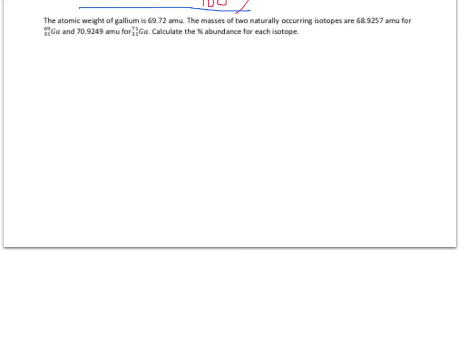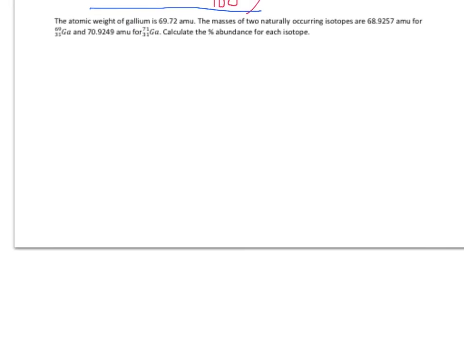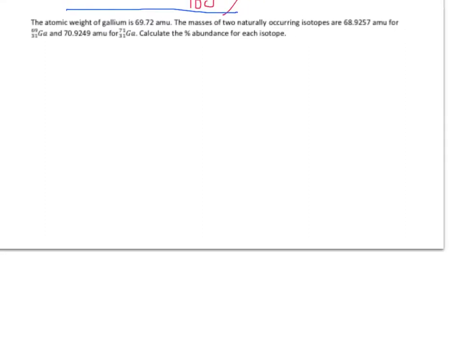So here's what we're doing now. We're given the atomic weight to start with, the masses of the isotopes, and the isotopes. And we're told to calculate percent abundance. So we're going to have to do the process in reverse. So how are we going to solve that?